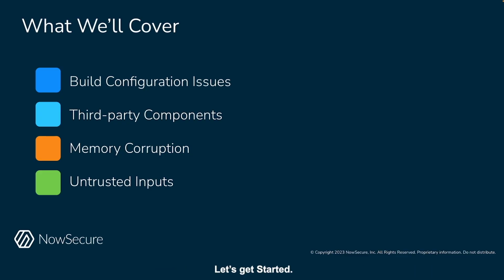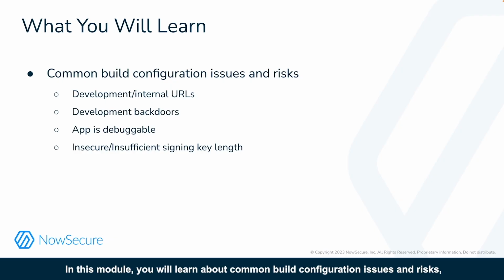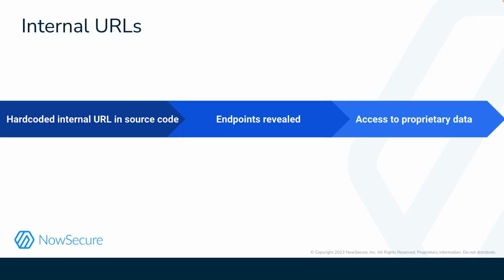Let's get started. The Build Configuration Issues module. In this module, you will learn about common build configuration issues and risks, with focus on development internal URLs, development backdoors, if the app is debuggable, and insecure or insufficient signing key length.